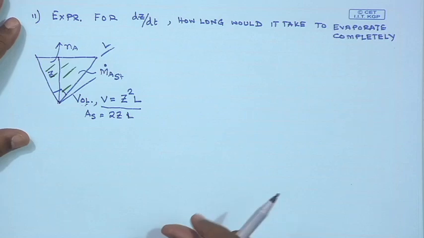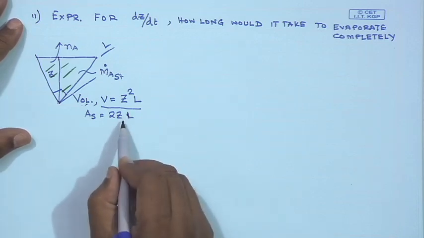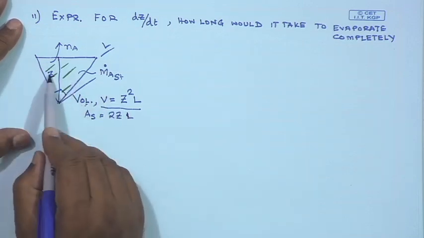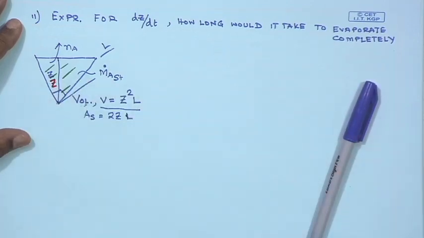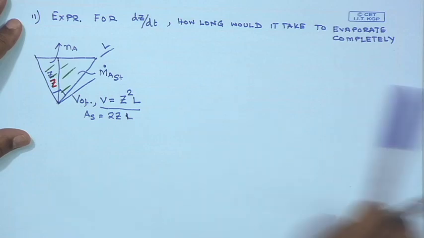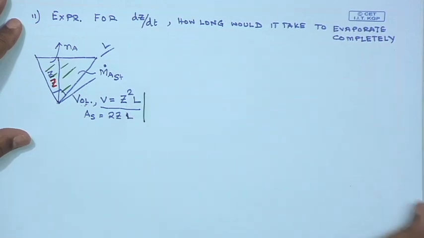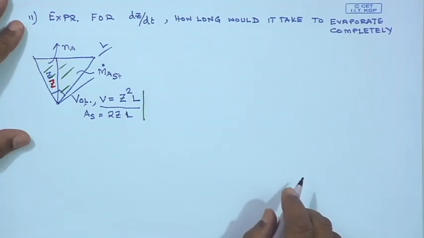So, the surface area would simply be equal to twice z times L, where z is the height of the liquid at any given point of time. So, these are the two expressions which you would keep in mind.